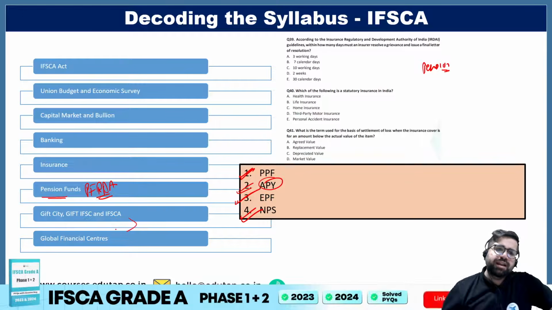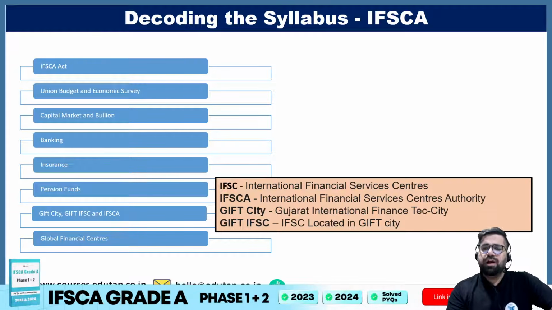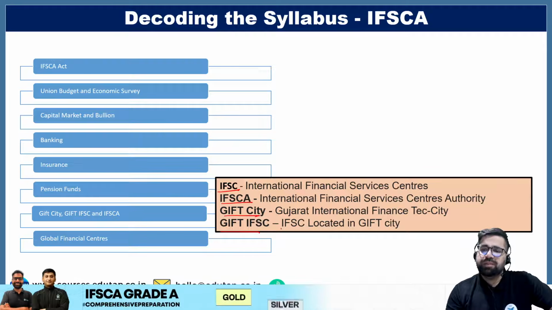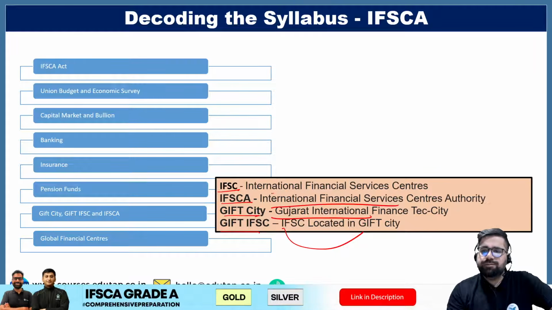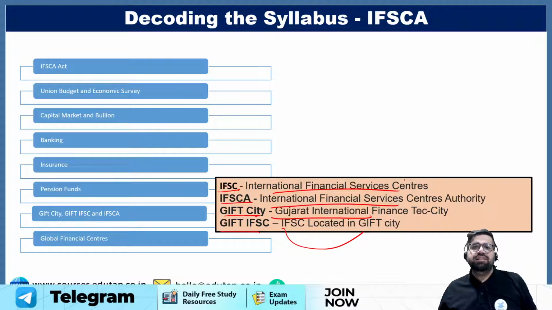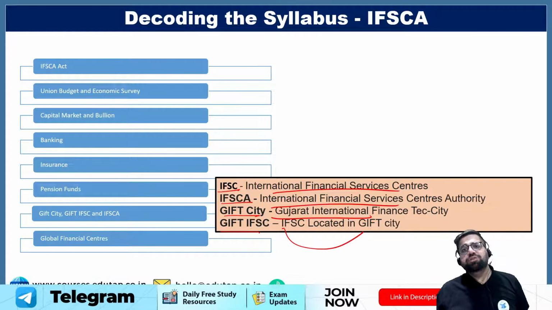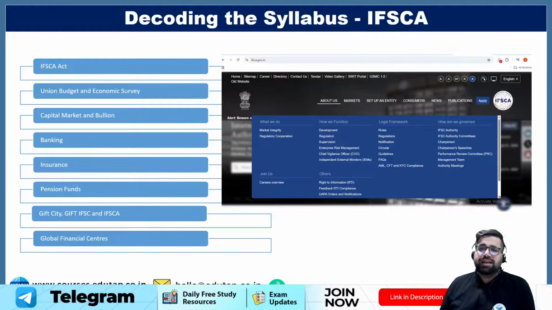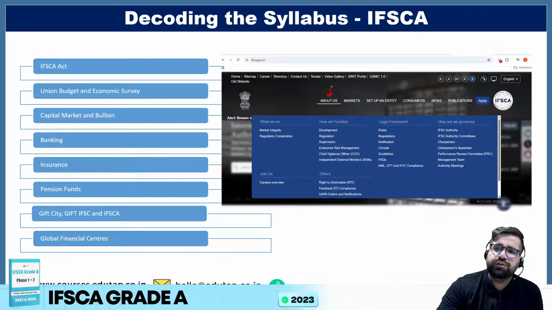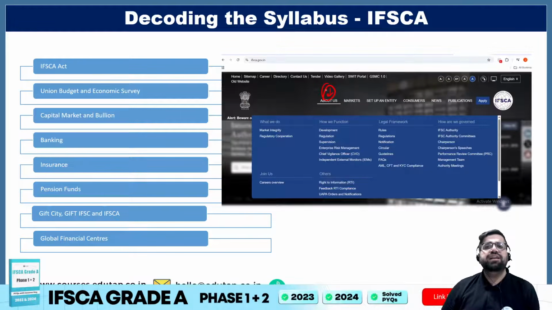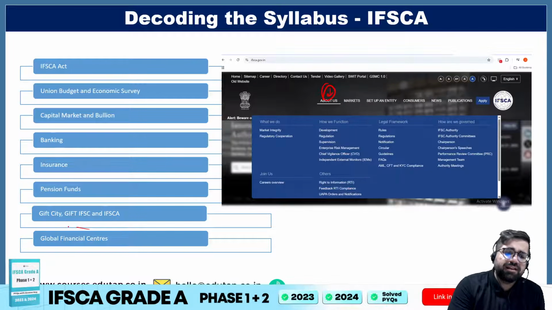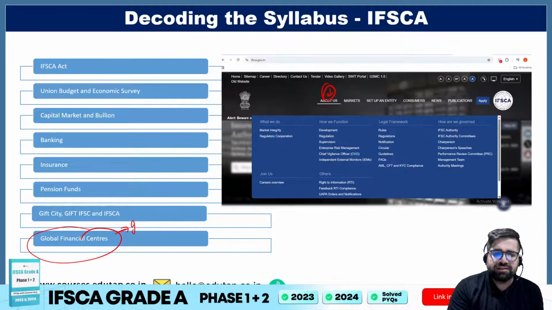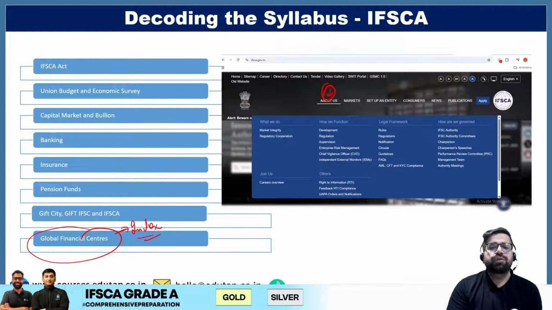And the next two are again related to IFSC only, like you have to cover IFSCA, IFSC, GIFT City and GIFT IFSC, right? So these are the different websites you can go and see, or these are the different topics which you have to study. And yes, you can directly go on their website also to read about IFSCA in greater detail. So that's it, my friend. And yes, Global Financial Center, there is an index or a kind of a report which you have to read.